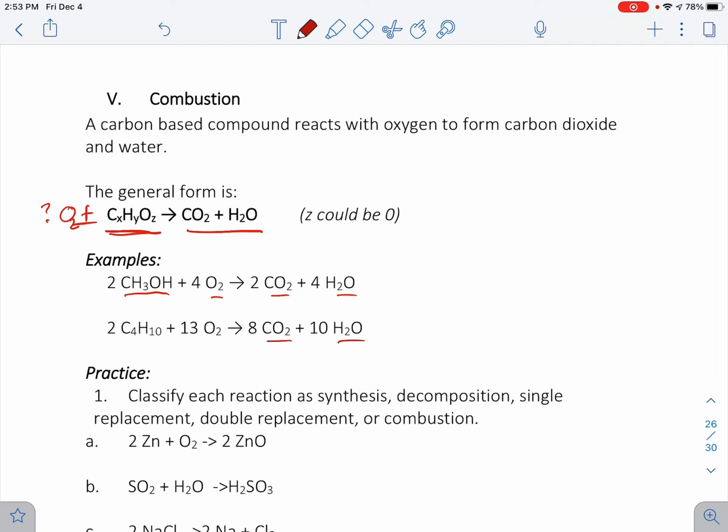This is also how you're going to identify combustion. Look for something that has carbon in the reactant and carbon dioxide and water as the two products. CO2 and H2O are always the products.